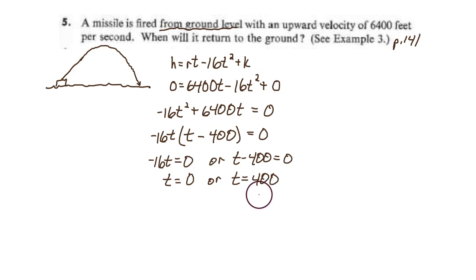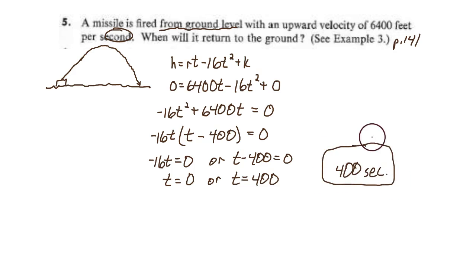T is time, and the unit of time mentioned in the problem was the word seconds, so our numbers are in seconds. Now, which of them makes sense? When we fire the missile, will it return to the ground in 0 seconds, or will it return to the ground in 400 seconds? It's the 400 seconds that makes sense. The other answer is simply saying that the missile is on the ground if you never fire it.